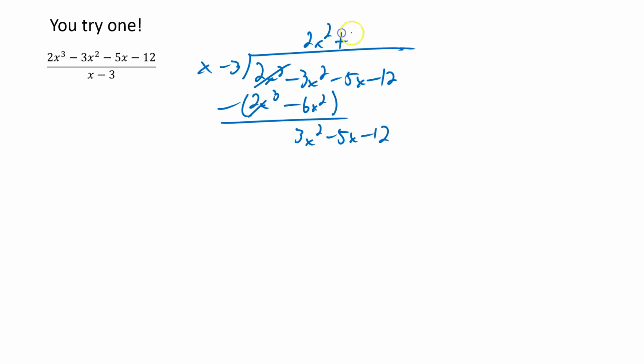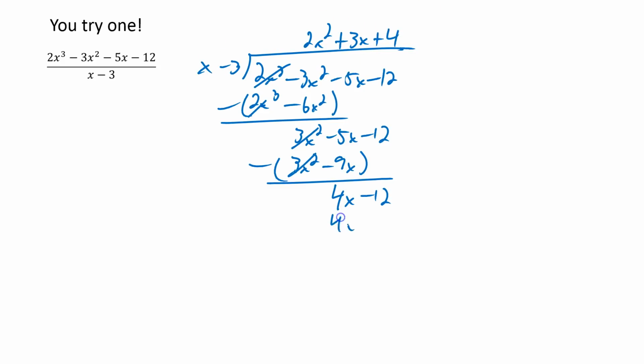x into 3x squared is a positive 3x. Multiply down: 3x squared minus 9x. Subtract that. 3x squareds cancel. Negative 5 minus a negative 9, that's negative 5 plus 9, gives me a positive 4x minus 12. And now x into 4x, we have plus 4 at the end. So we have 4x, and then 4 times negative 3 is negative 12. That gives us a remainder of 0. This is kind of cool.